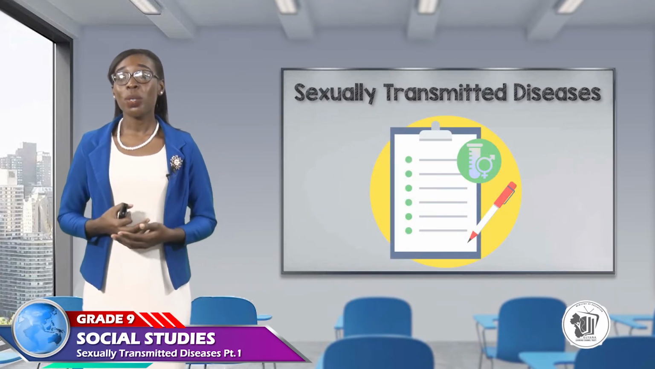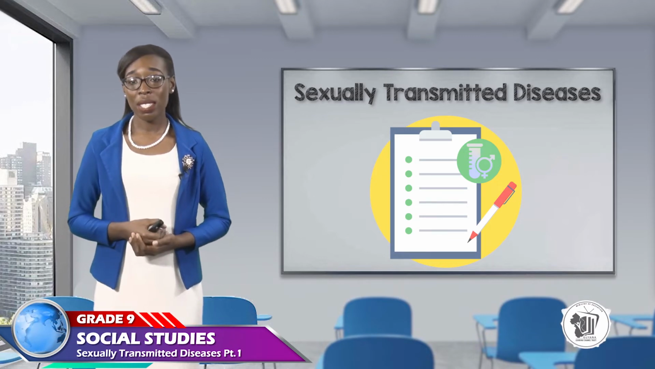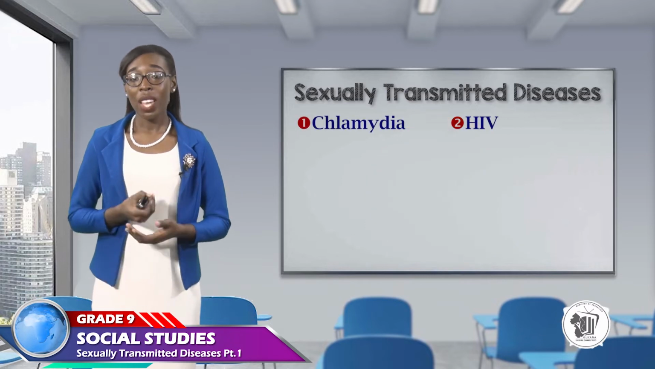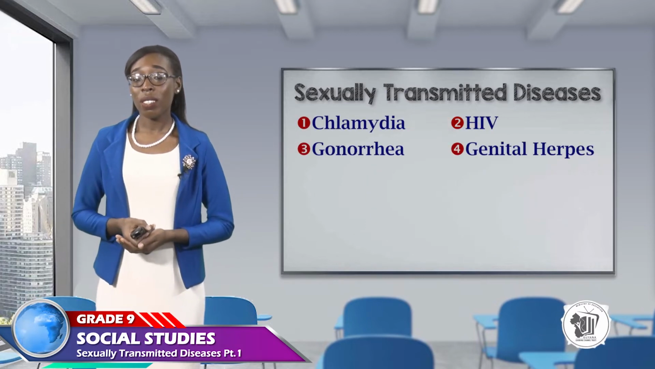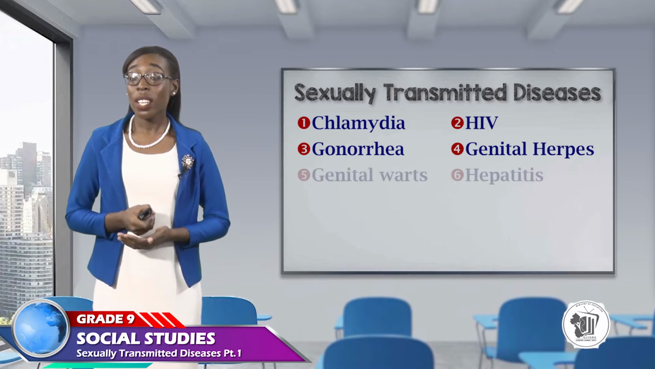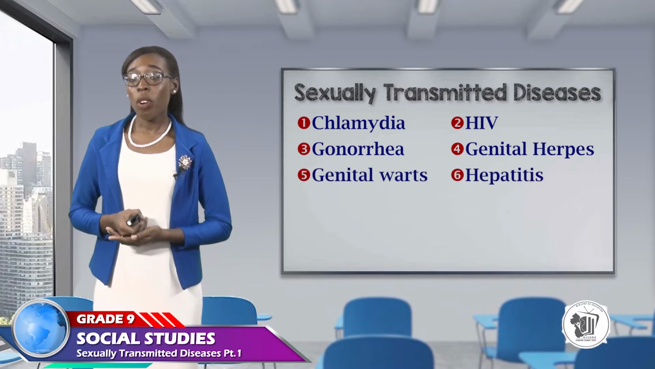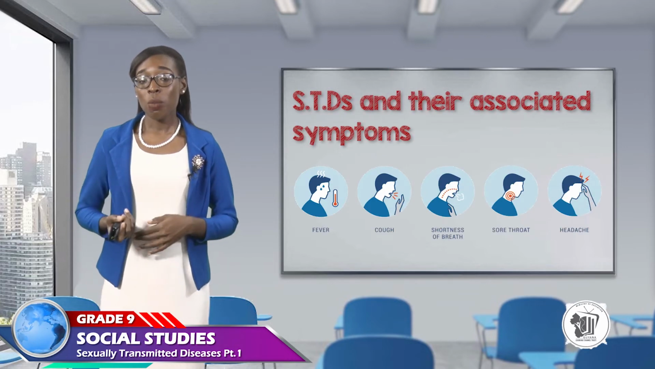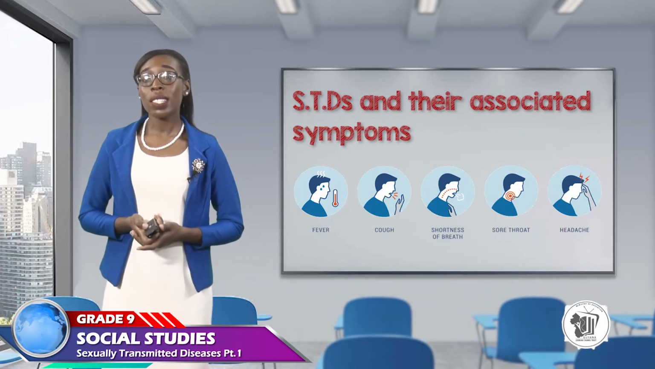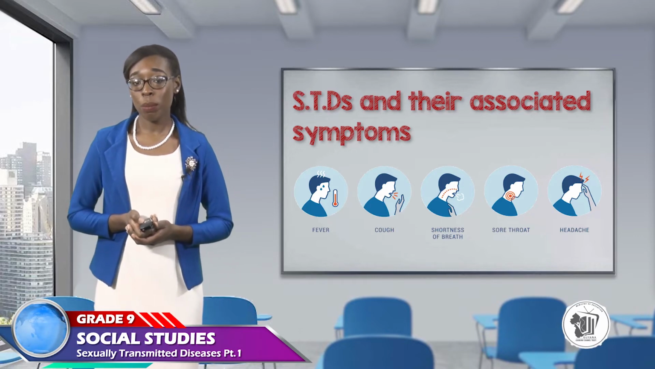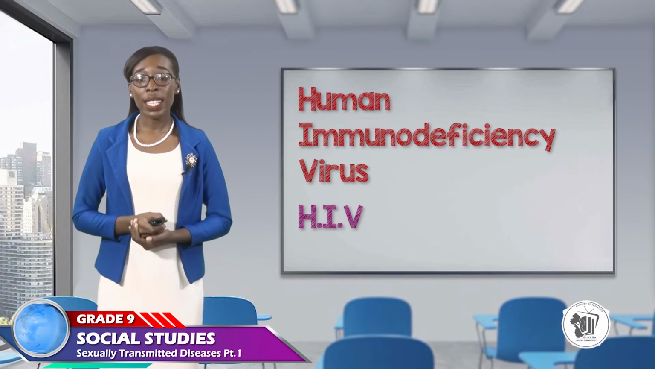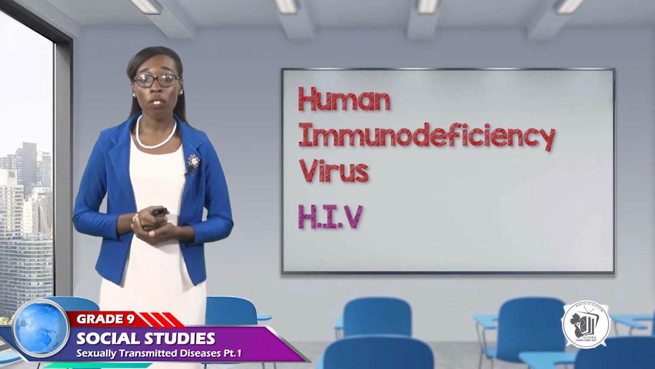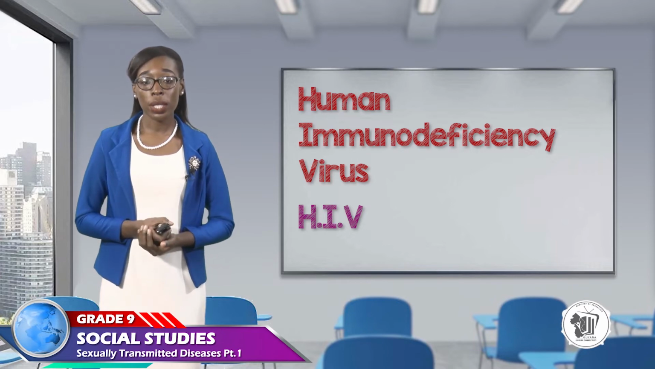So now let's move on to looking at some major STDs. Some major STDs include chlamydia, HIV, gonorrhea, genital herpes, genital warts, some forms of hepatitis, and syphilis. So now let's move into understanding the STDs and their associated symptoms. Let's move into the first STD, known as human immunodeficiency virus, or HIV for short.